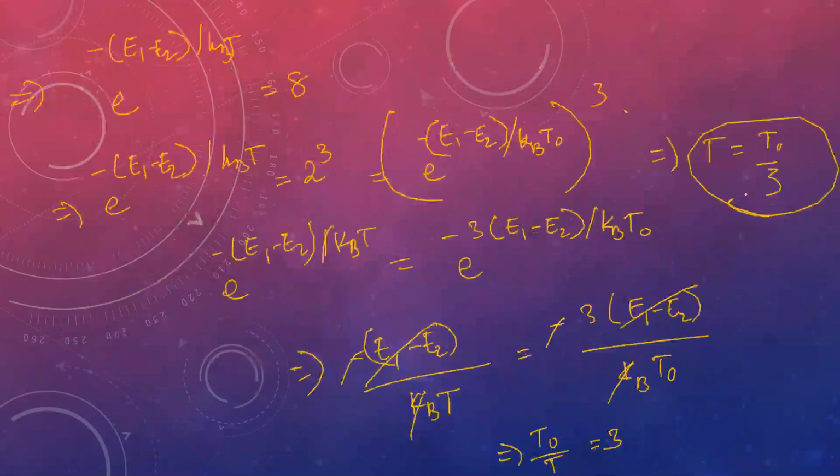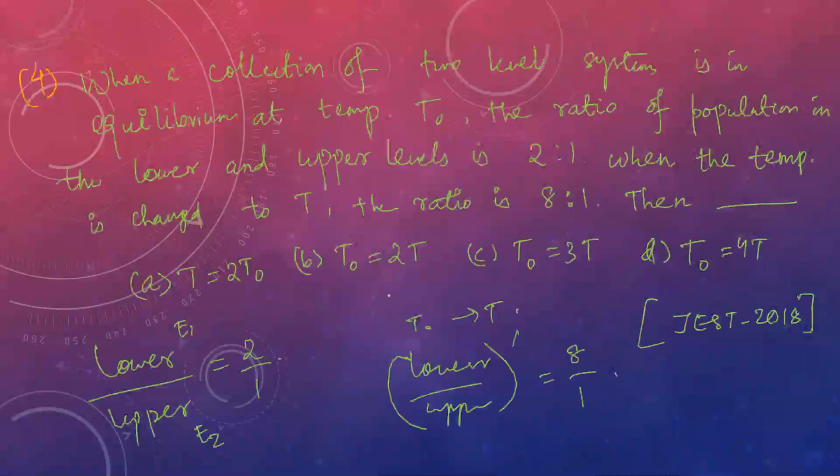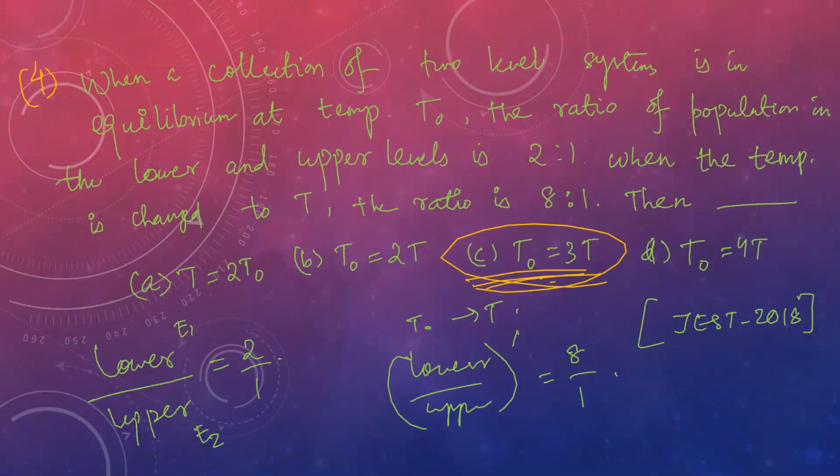Okay, T naught is equal to 3T. Yeah, that's correct. T naught is equal to 3T. Okay, so this is how you solve this question. Again, it was a kind of a mixture of statistical mechanics and thermodynamics. So yeah, good question.